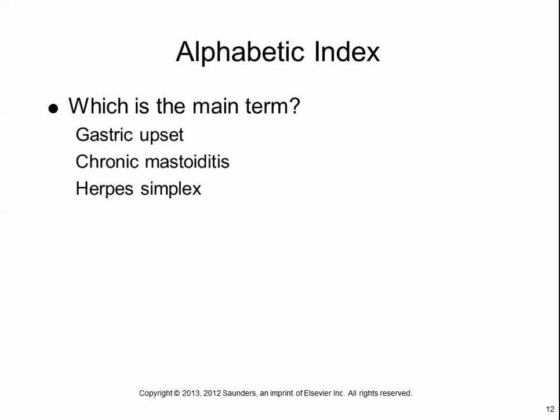So, if we look at these, gastric upset, chronic mastoiditis, and herpes simplex, what's our main term for each of those? Well, gastric upset would be our main term. Mastoiditis would be our main term. And herpes would be our main term. Those three, upset, mastoiditis, and herpes, are the main terms for those three conditions. Okay?